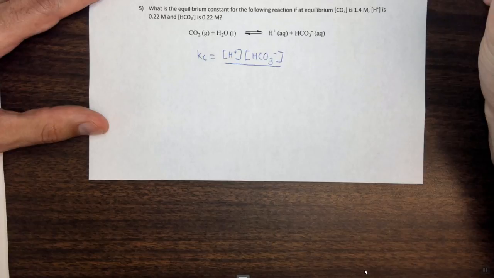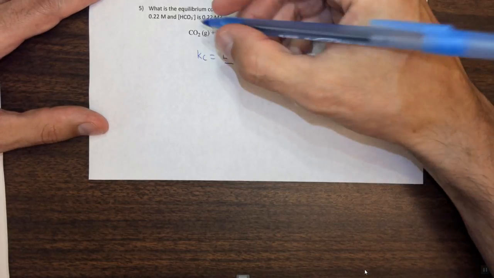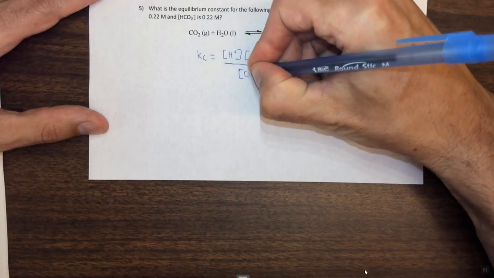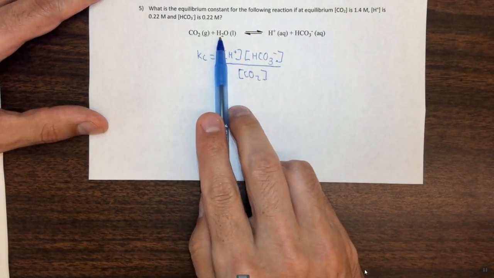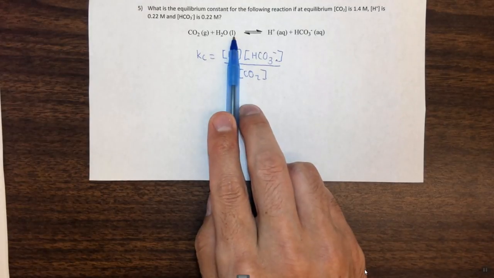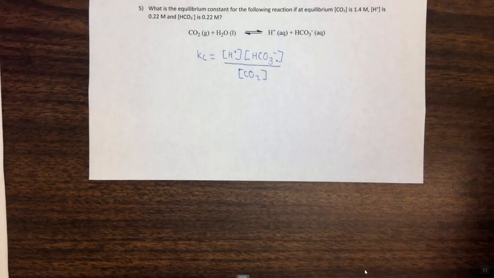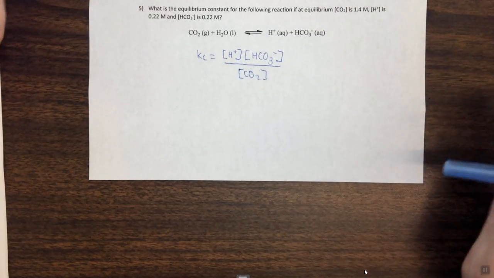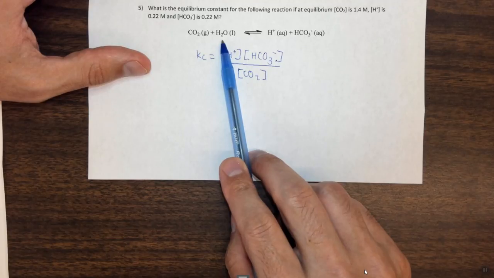Now we already put the products on the top, so we need to put the reactants on the bottom. And we put CO2 on the bottom. Notice we do not include H2O because it's a liquid. Therefore, since its density is constant, its concentration is constant, or its concentration doesn't change, however you want to think about it, it doesn't go in the equilibrium constant expression.